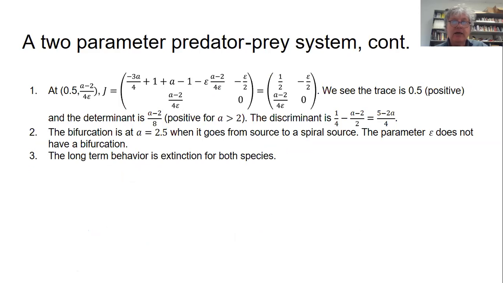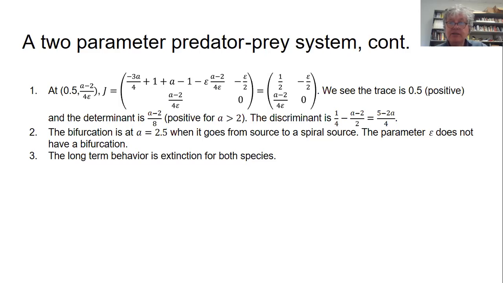What about the coexistence equilibrium? We plug that in and we do some algebra. So lots of things cancel, and unbelievably, the first term just gets to be a half. Okay, so we see that the trace is a half, and the determinant is (A minus 2) on 8. So since A is greater than 2, that's positive, and the trace is also positive. Okay, so this means it's an unstable equilibrium.